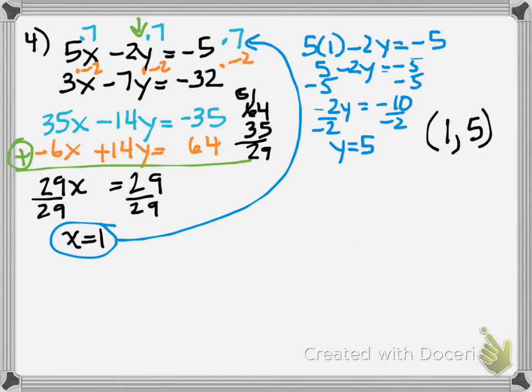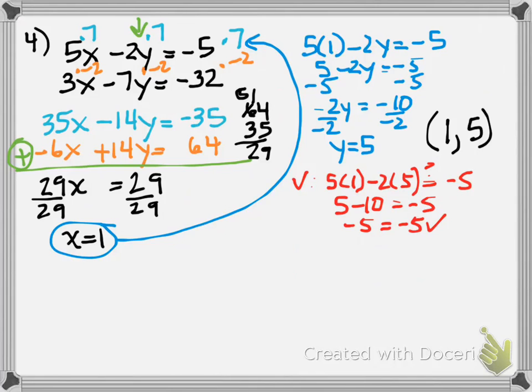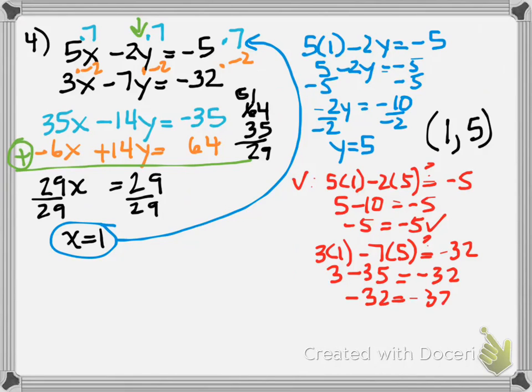Appearance is not good enough, we're going to check. So 5 times 1 minus 2 times 5, does that actually equal negative 5? So I have 5 minus 10 is negative 5. So it satisfies the top equation. Second equation, 3 times 1 minus 7 times 5, does that actually equal negative 32? So 3 minus 35 gives me negative 32 equals negative 32. So what that says is, yep, that's a good answer. All right, good job.